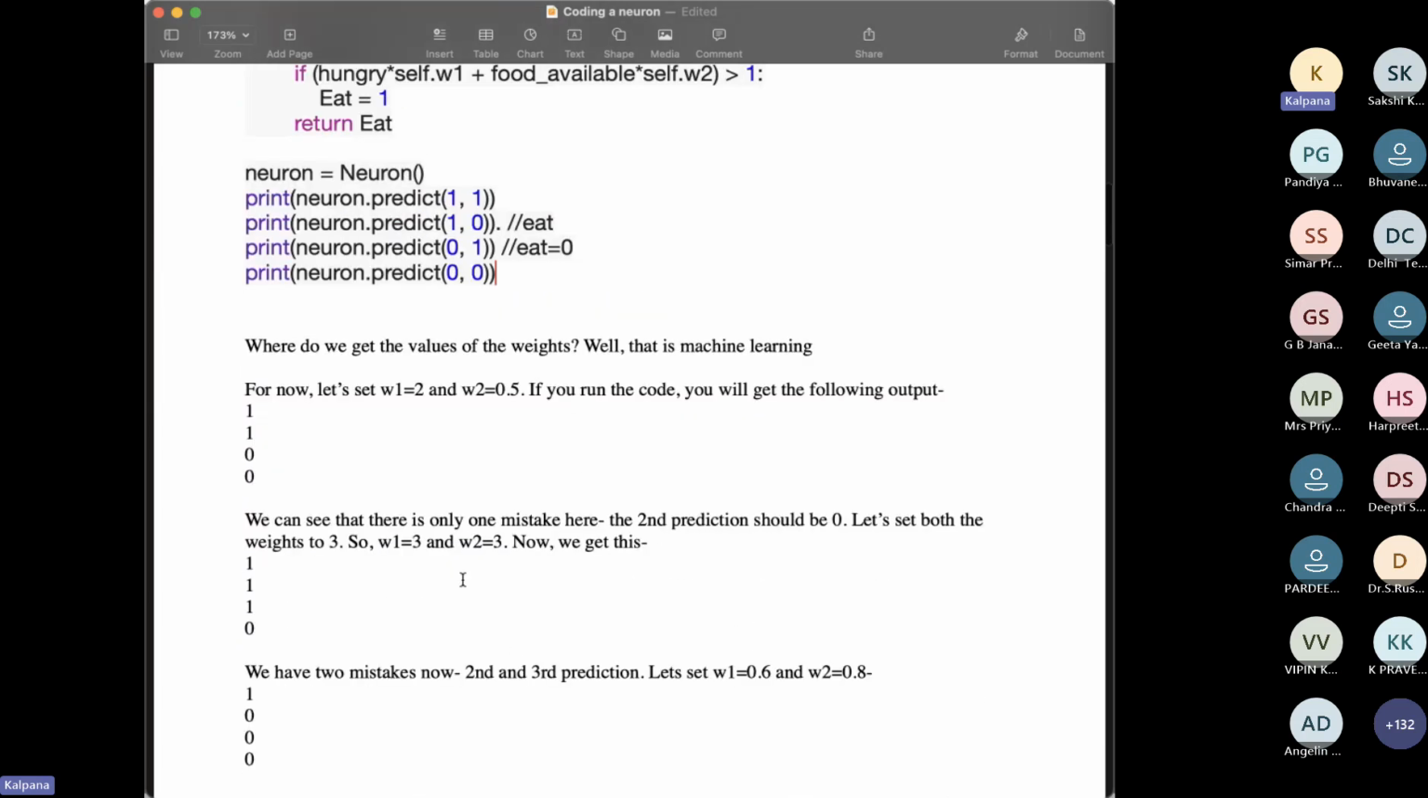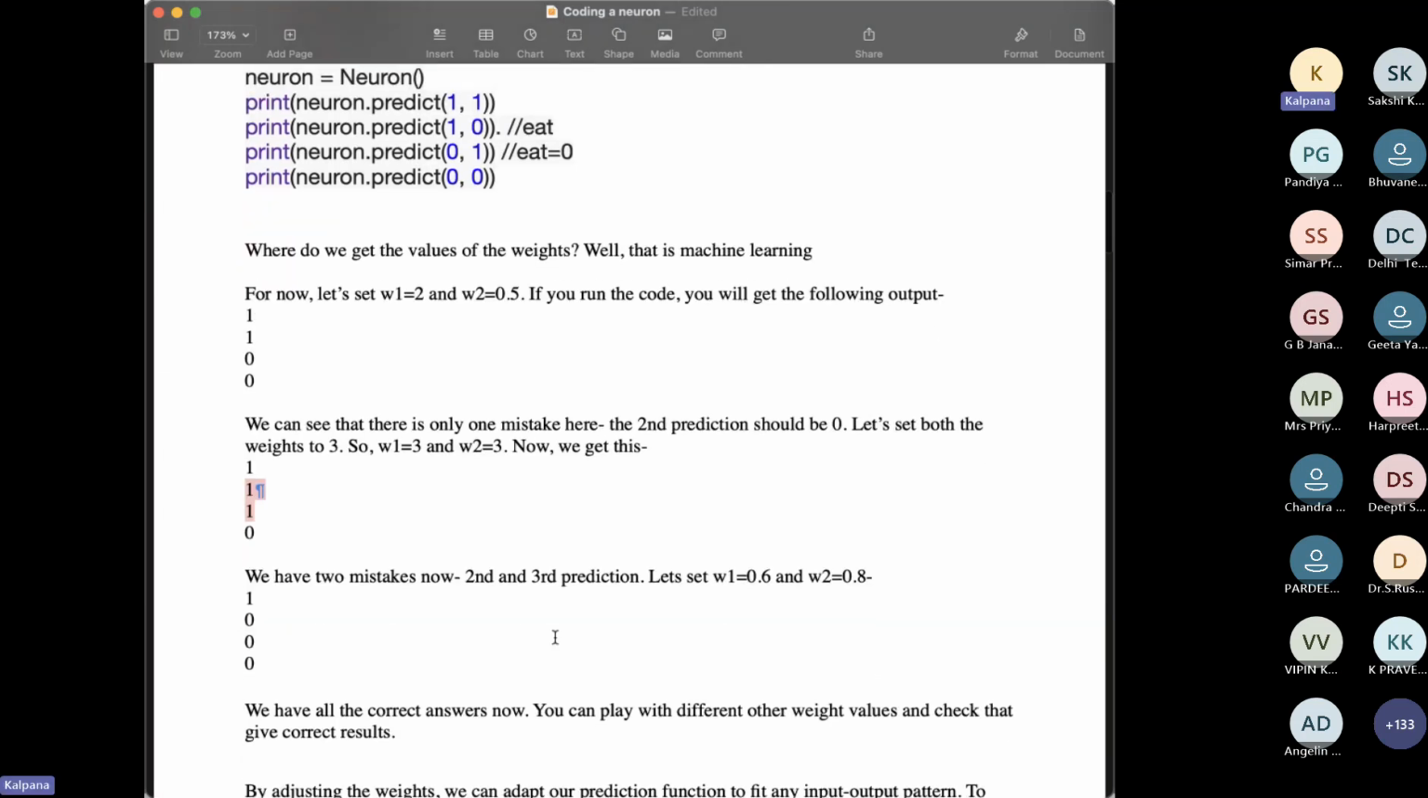So when we made both of them 3, now we are getting this answer. So now 2 of my answers are incorrect. Okay, so we have made 2 mistakes. Now let's make the weights 0.6 and 0.8. Again, this we are doing purely as per our own choice. It's like randomly we are putting any weight.